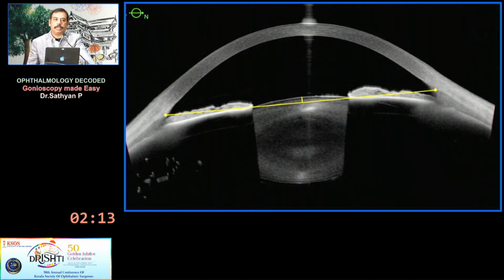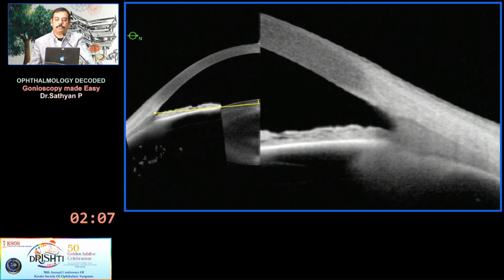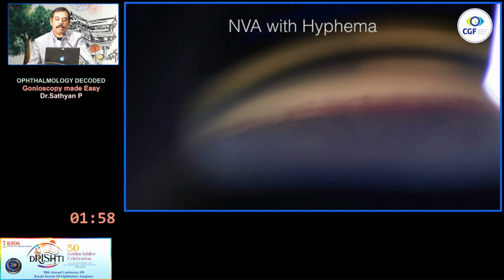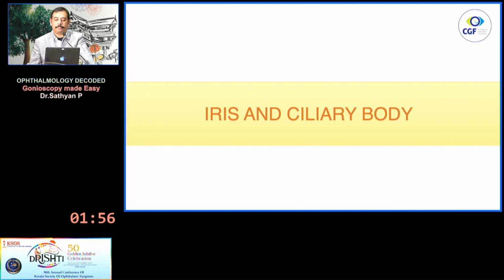Then comes the scleral spur. This is a very white band there. This is a very critical structure in the anterior chamber angle to decide most of the other areas. The scleral spur is extremely important, especially when you are doing OCT. Here over the scleral spur, you can see the blood and also the NVA in the angle with a little bit of a hyphema over there.